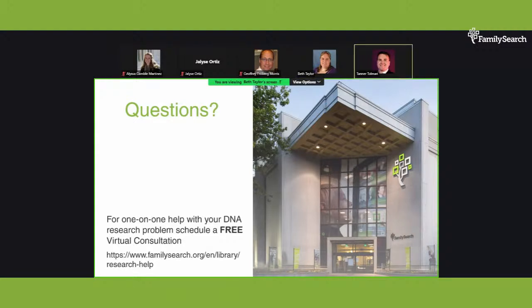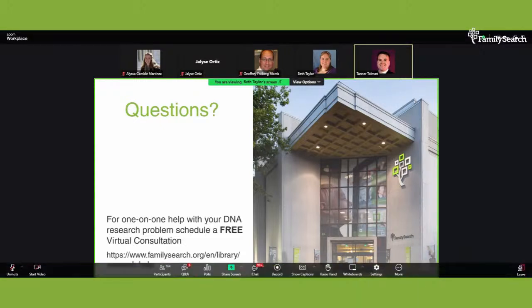Aura says, on MyHeritage, what does medium confidence level mean? That one I don't know. I would actually email or look at MyHeritage's help pages for that. I've never looked into their confidence levels and their meanings, but I'm sure they have a great help page that will give you that direction. Yeah, it probably just means that there's a medium chance of it being a real match versus a false positive, based on whatever algorithms they're using.